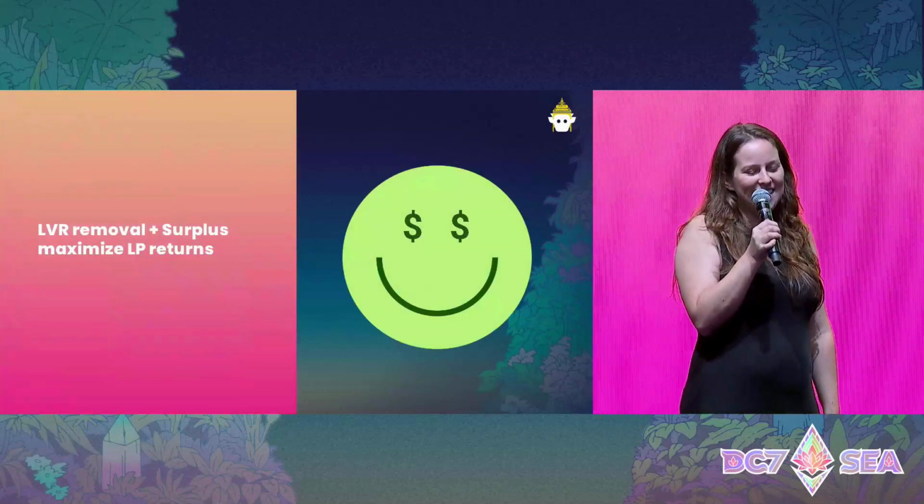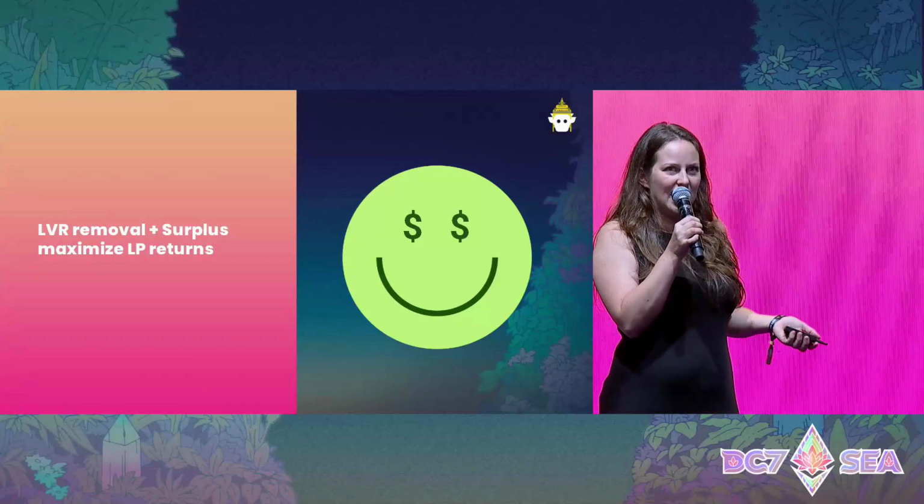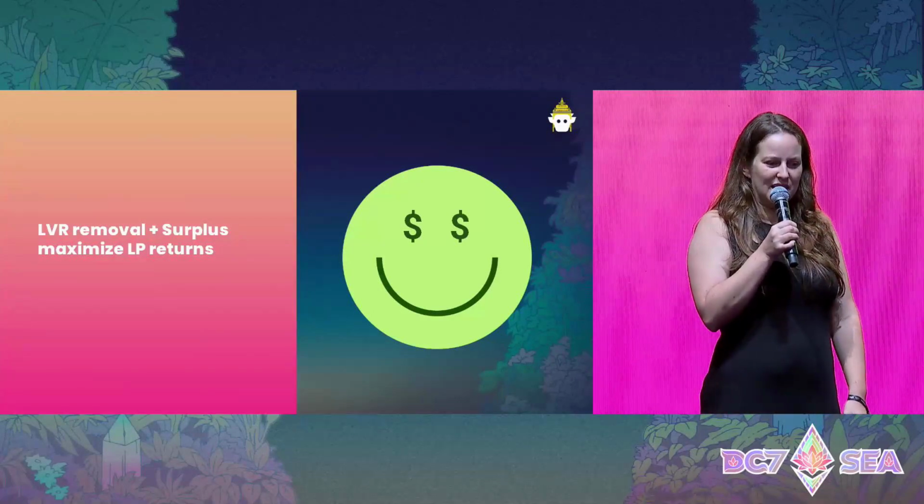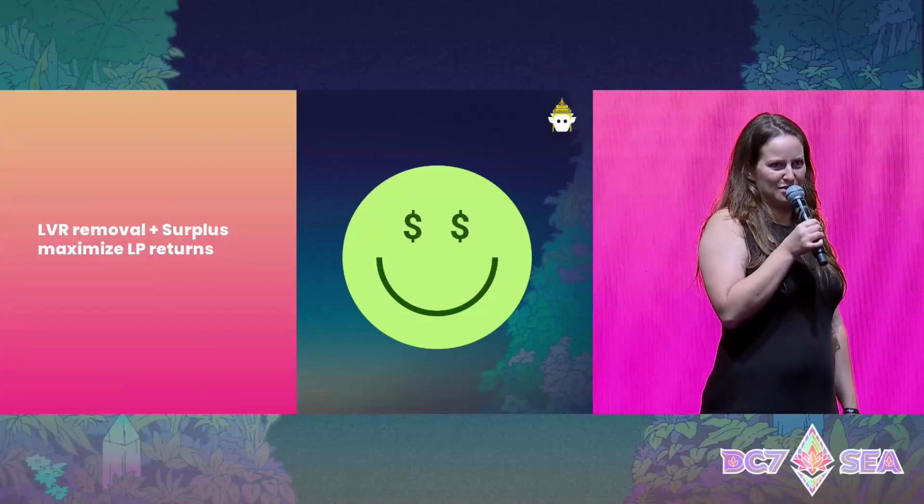So what's the lesson here? Essentially, if we remove LVR and we add surplus into the mix, we can really maximize the returns for liquidity providers.